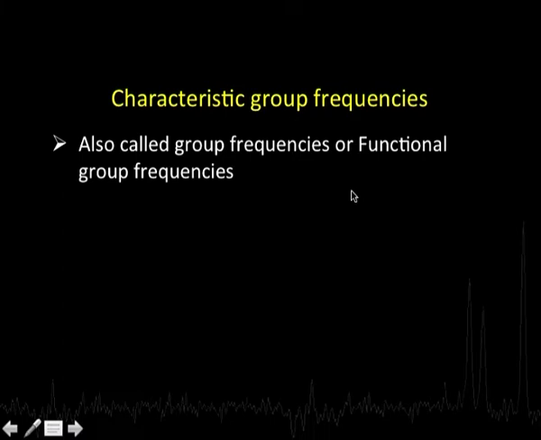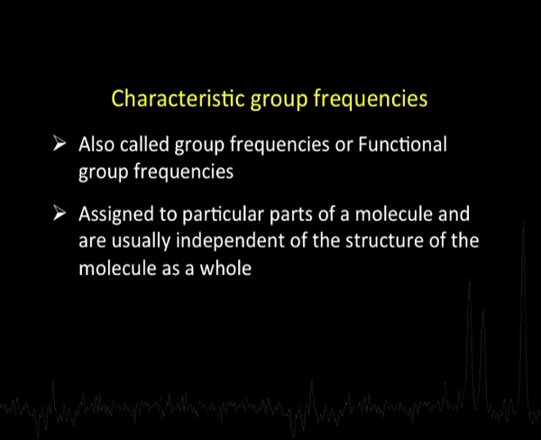Now, let us begin by talking about the characteristic group frequencies. They are also called group frequencies or functional group frequencies, so they are equivalent terms used extensively. Basically, these characteristic group frequencies are assigned to a part of the molecule, that means functional group frequencies. Say you have a big molecule and there is one small functionality there, say an OH group or a carbonyl group. What is the vibration frequency of that group? That is characteristic of that particular part of the molecule.